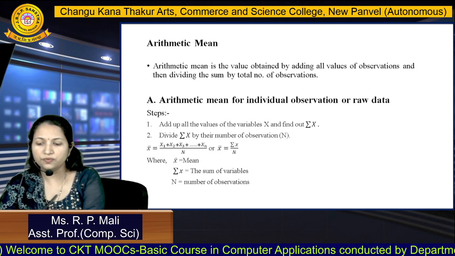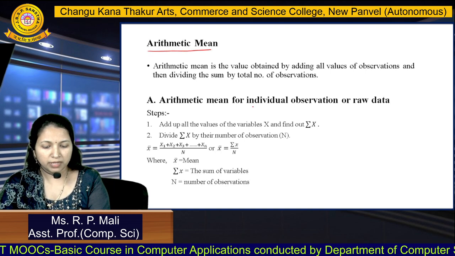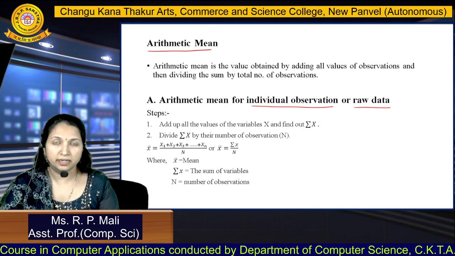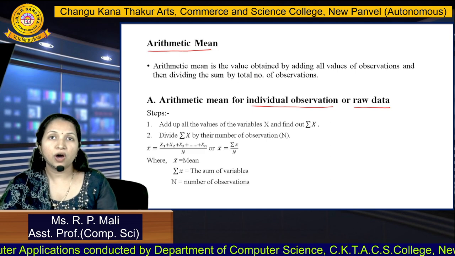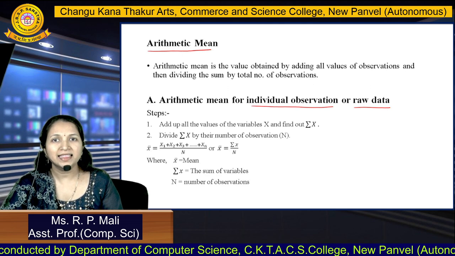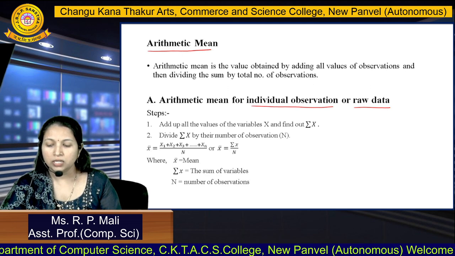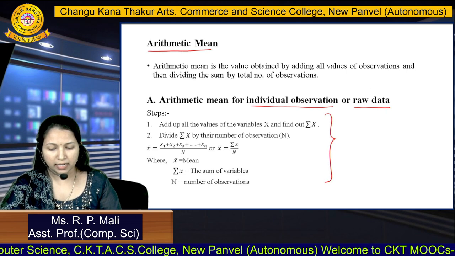So first we are going to see how to find arithmetic mean. This arithmetic mean is for what? Individual observation, or you can say raw data. Now your arithmetic mean is what? It is the value obtained by adding all the values of the observation and then dividing the sum by the total number of observations. Okay, so these are the steps to find your arithmetic mean.